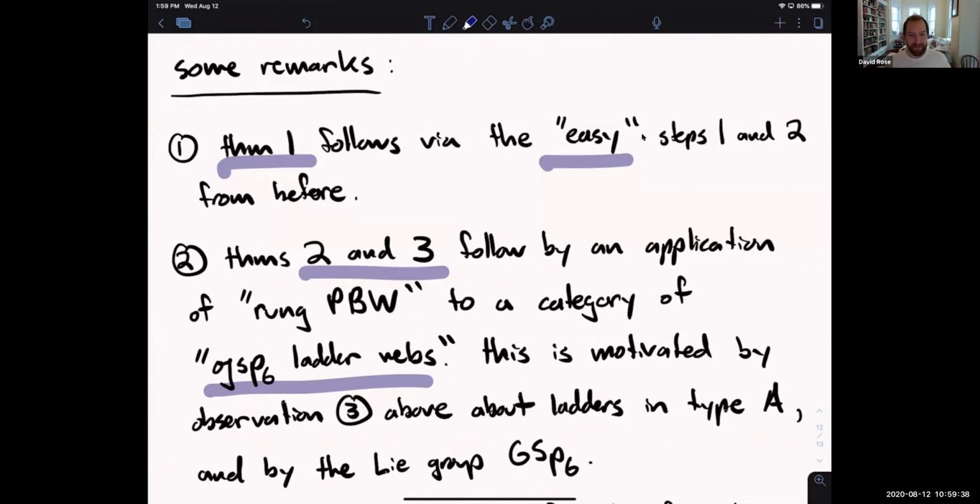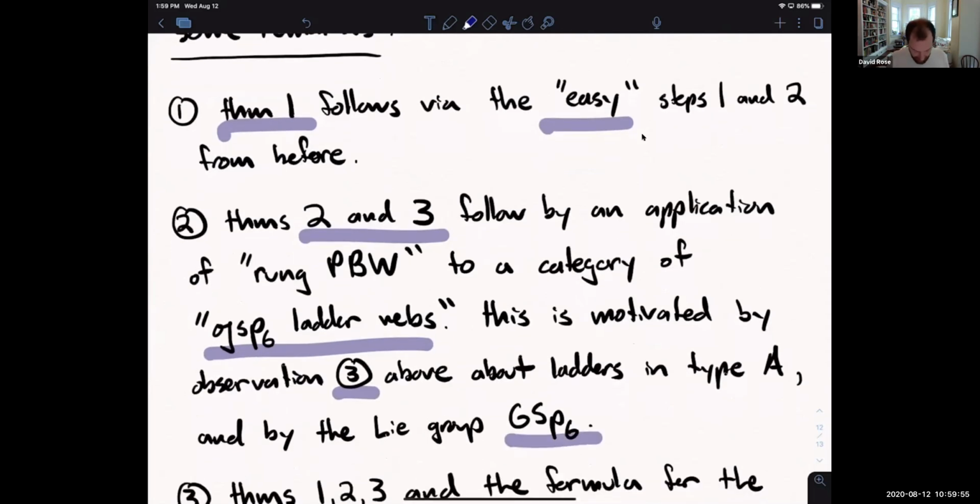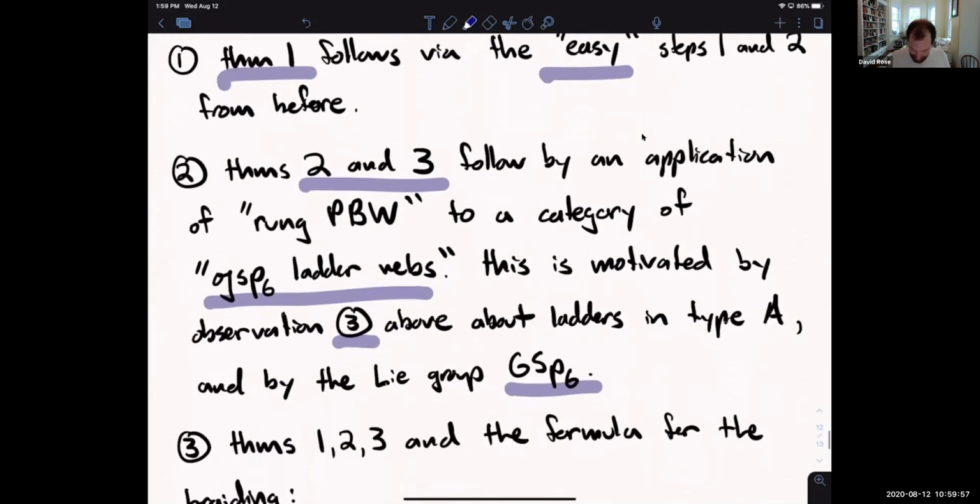Maybe I'm revealing my origins in topology, and somehow in my algebra education, I never learned about GSp. Anyways, this is motivated by, again, this observation 3 about ladders in type A, and yeah, you can read about this group online, as it turns out.